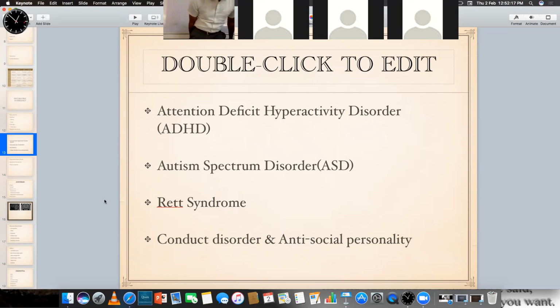Okay, now we'll talk about conduct disorder and antisocial personality. Now, these two disorders, conduct disorder and antisocial personality, are basically the same thing. It's just the age limit that changes the name.